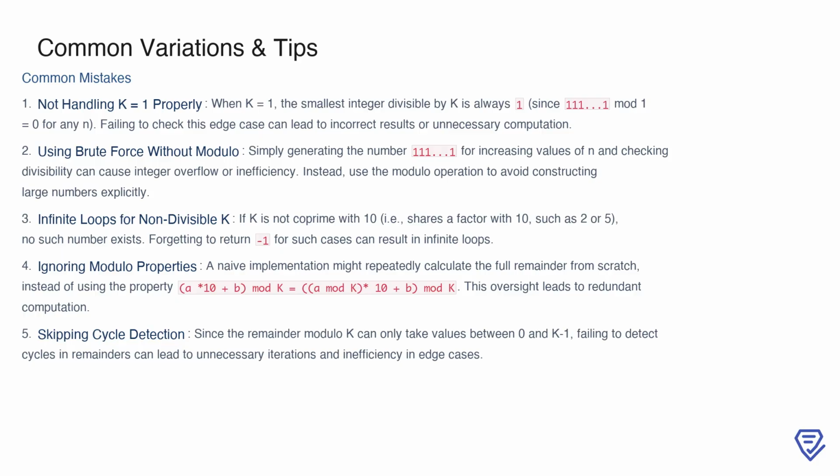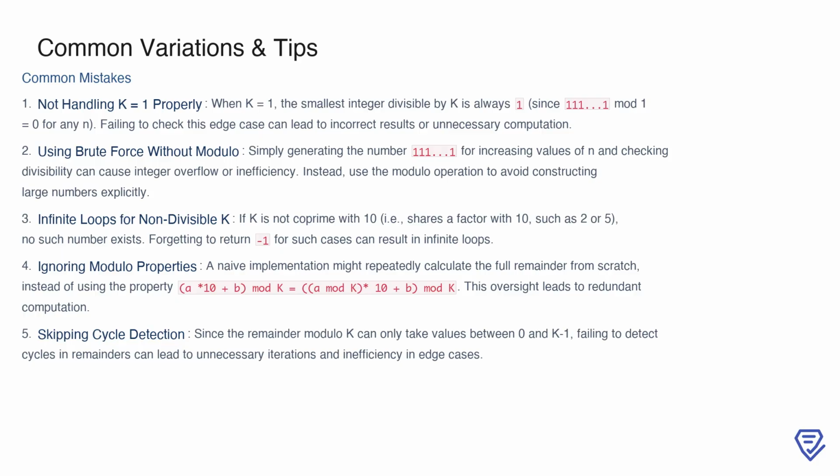You should also be mindful of how you calculate remainders. Instead of recalculating the full remainder for each step, apply the formula (a * 10 + b) mod k equals ((a mod k) * 10 + b) mod k. This leverages modular arithmetic to reduce redundant computations.